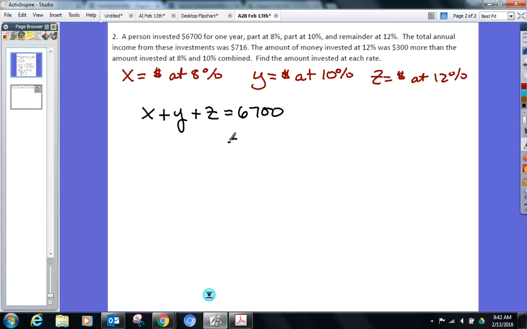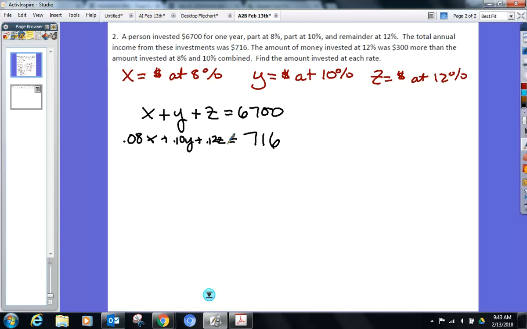So what should be equal to my 716 now? No, not 8x. It's percent. So that's 0.08x. My investment at 8% plus my investment at 10% plus my investment at 12% gave back how much money? 716, okay?